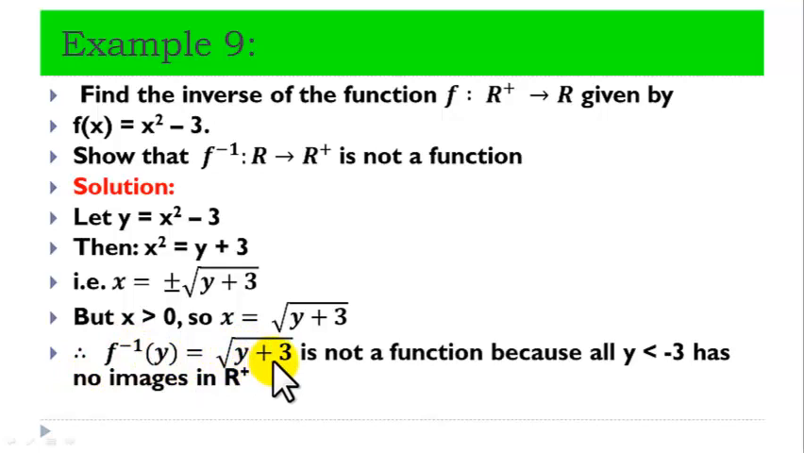This is not a function because all y less than minus 3 have no images in R plus. For instance, when y is minus 3, x will be equal to the square root of minus 3 plus 3, that's the square root of 0, and the square root of 0 is 0. 0 is not a positive real number. When y is minus 4, what you have here will be minus 4 plus 3, which is minus 1. And the square root of minus 1 is an imaginary unit.